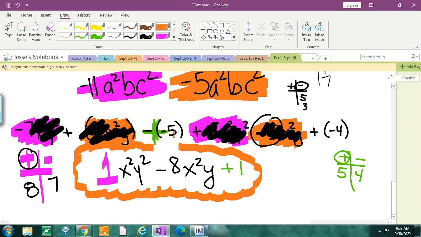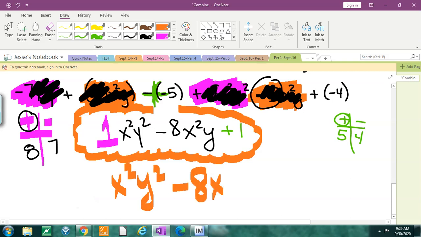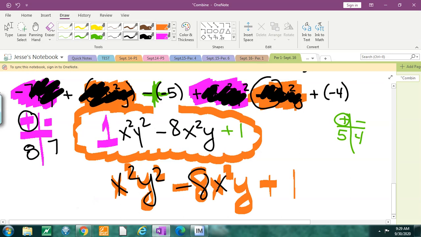Cool? Now you could also have this other answer where I don't have to write the 1. I could just write x squared y squared minus 8x squared y plus 1. All right? So you don't need that. And that's it. That is the notes for today. So make sure you have that written down. All right. And that's it. Bam. Okay, cool.